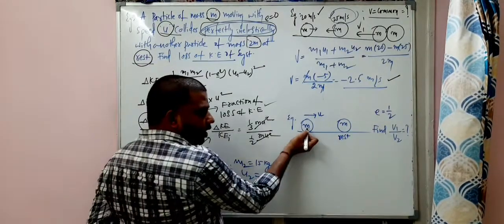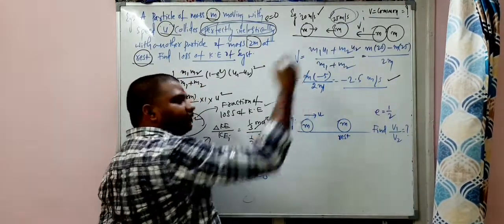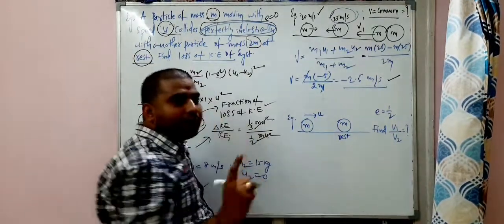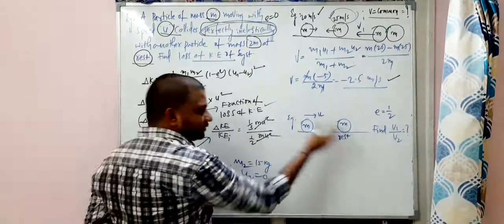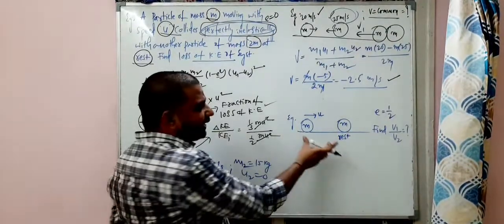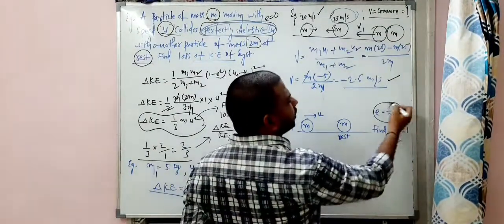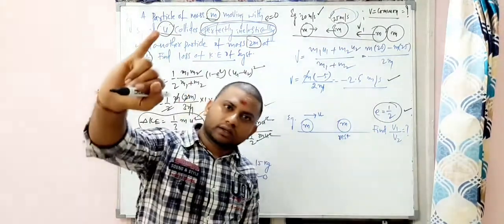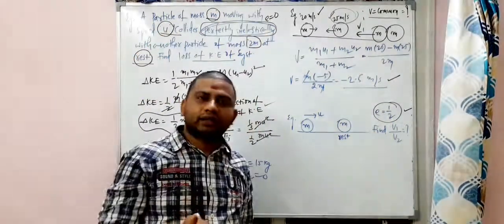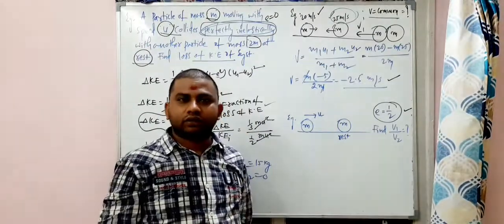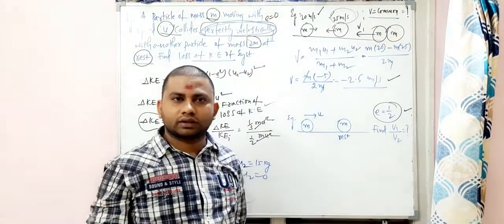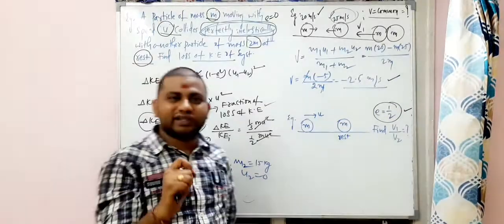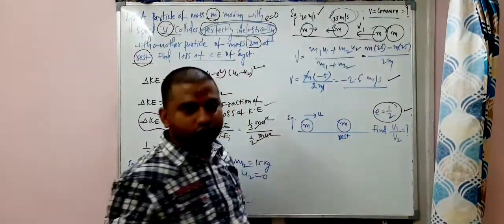There is a body of mass m moving with initial velocity u. There is another identical mass, the same mass, which is at rest. In this case the coefficient of restitution was given as 1/2, and what kind of collision is it? Elastic, inelastic, semi-inelastic, perfectly inelastic. It is, exactly speaking, a semi-inelastic collision. That's why it is given as 1/2.